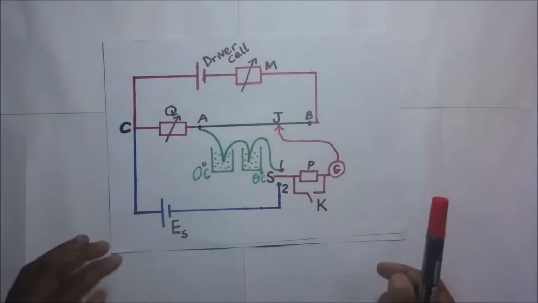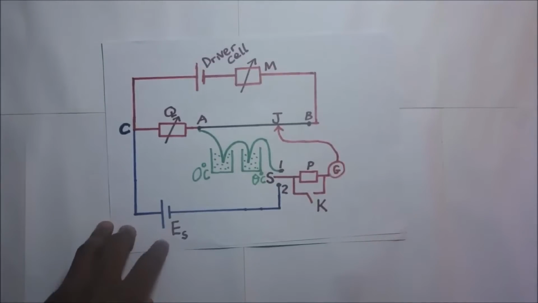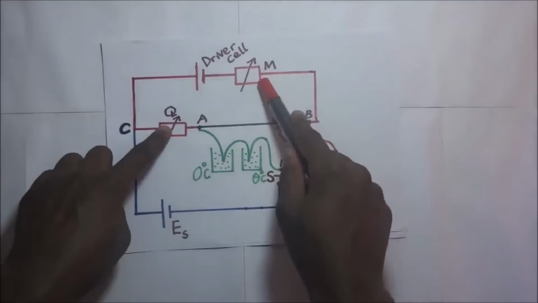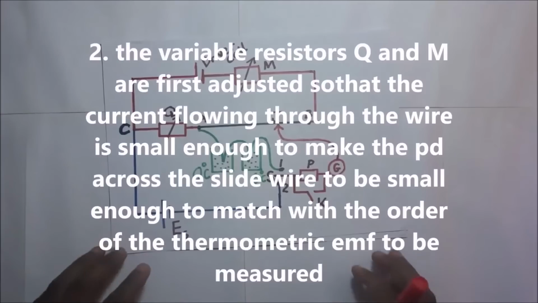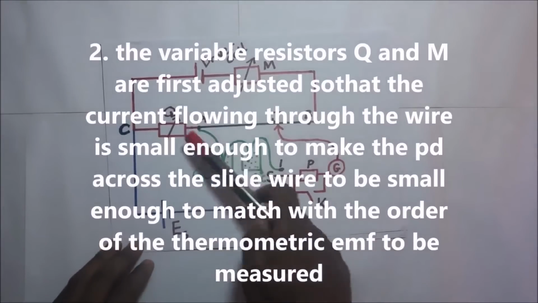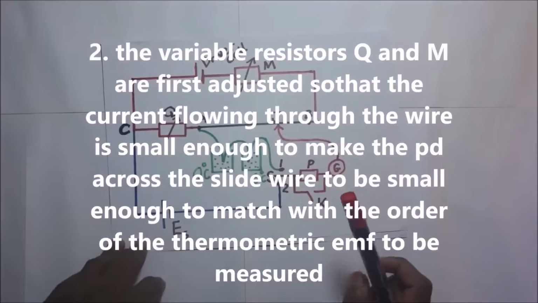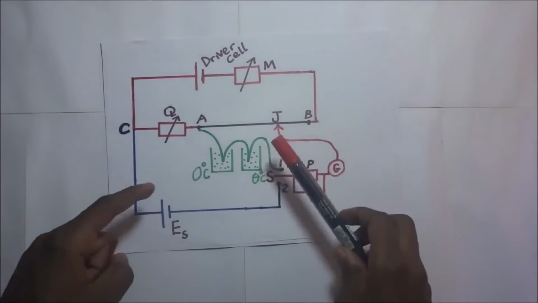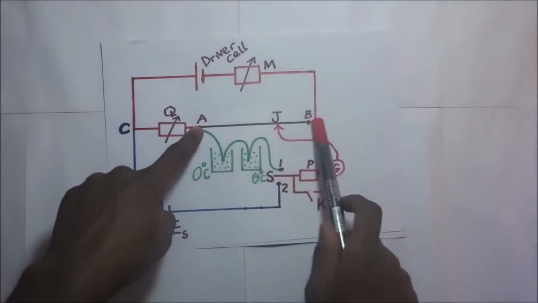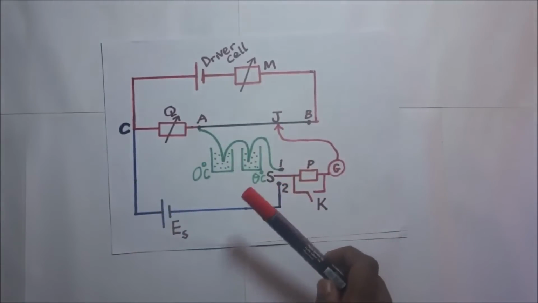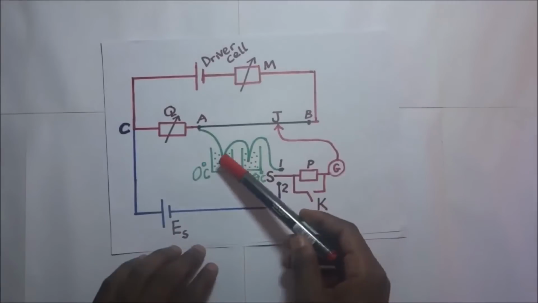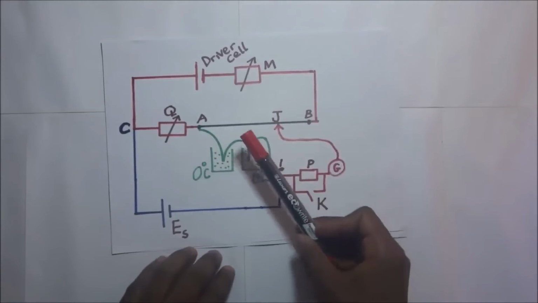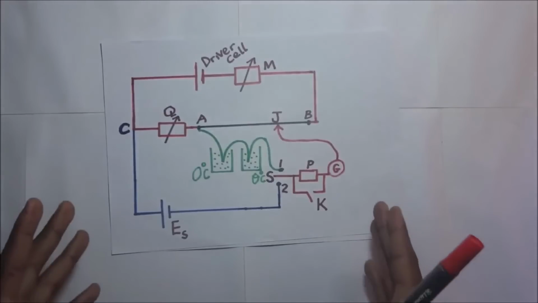So this is the setup of the circuit. This is how we connect the circuit. After setting up the circuit like this, the variable resistors Q and M are first adjusted so that the PD that is flowing through the primary circuit is very small. And of course, when it is very small, it makes the potential difference across the slide wire small too, so that it matches the order of the EMF that is supposed to be measured in the secondary circuit.